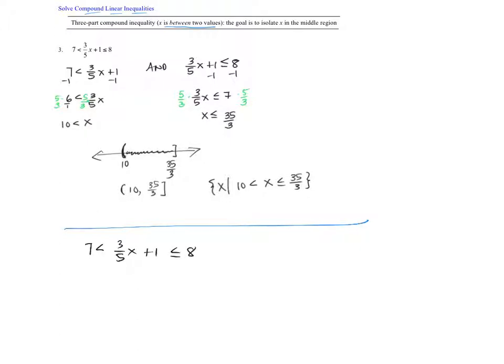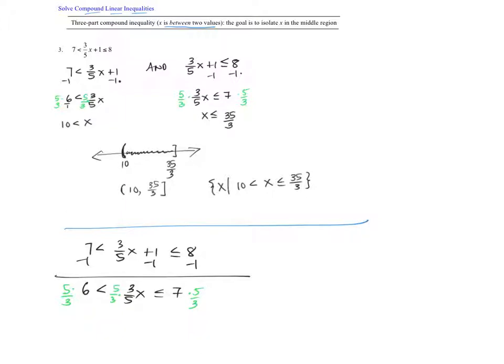Okay, so we could solve these both at the same time. You see how right here I subtracted one from both sides? I can go ahead and just do that all together. So we get 6 is less than or equal to 3/5 x, which is less than or equal to 7. And now I can multiply by the reciprocal on everything.